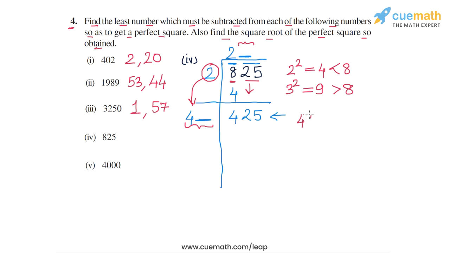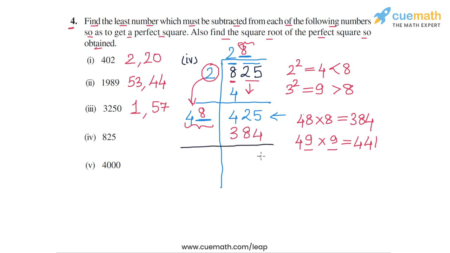That largest possible digit is 8, because 48 into 8 is equal to 384, which is less than 425. But if you take the next digit 9, 49 into 9 becomes equal to 441, which overshoots 425. So we will take the digit 8. So 48 into 8 is equal to 384. And now if we subtract, we will obtain 425 minus 384. This will be equal to 41.